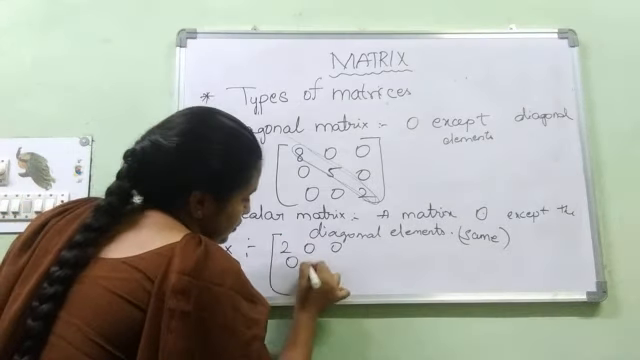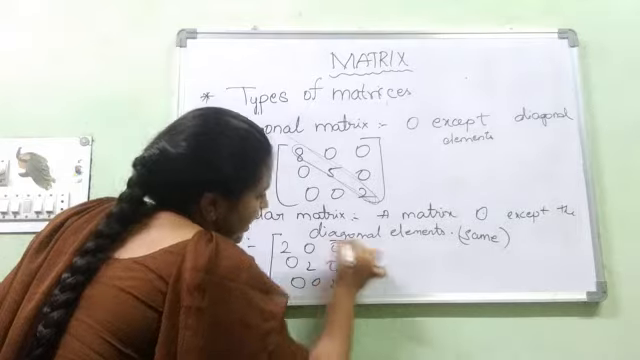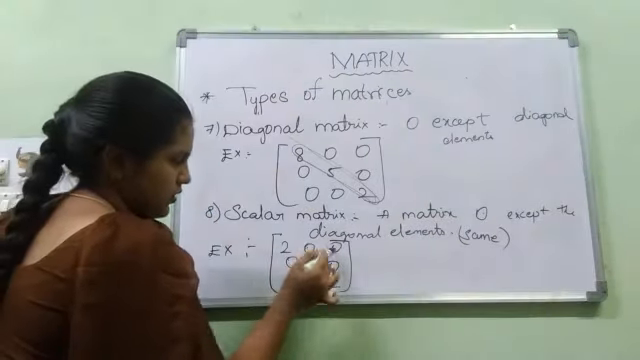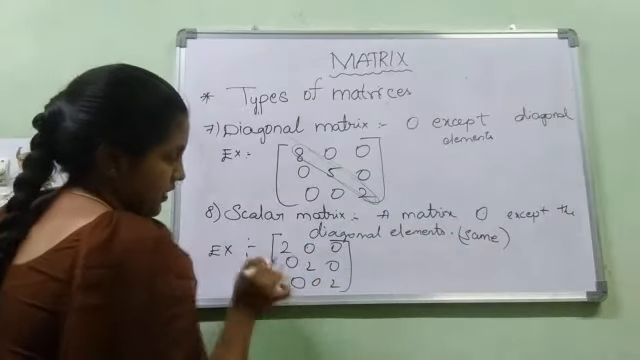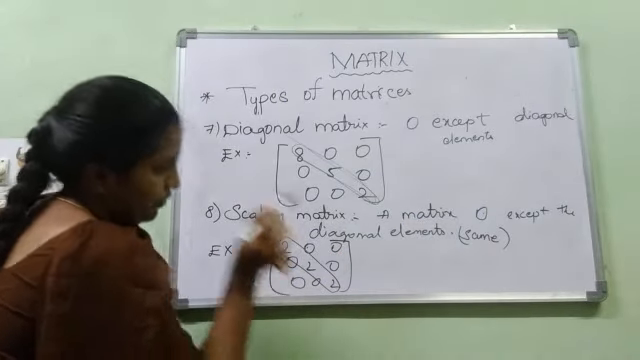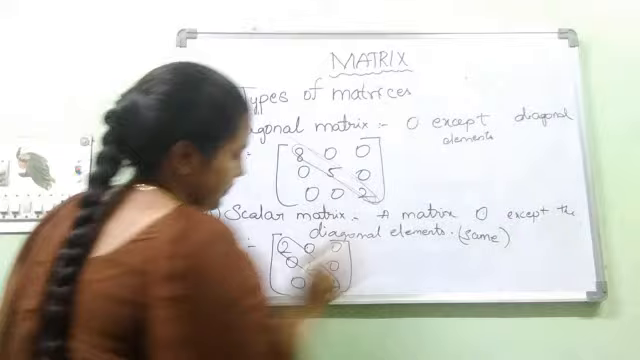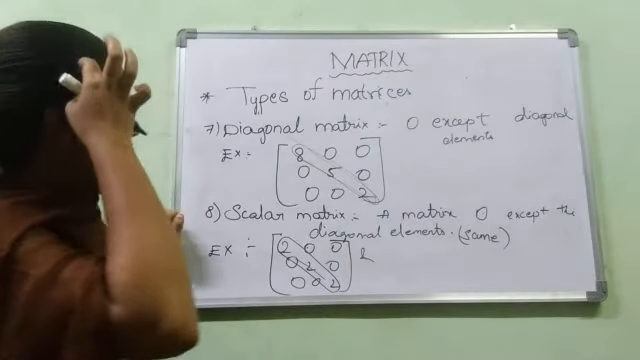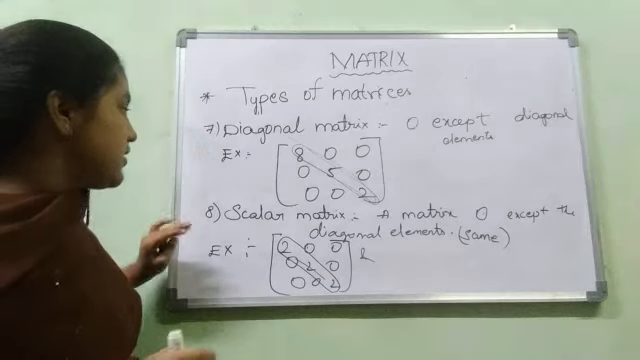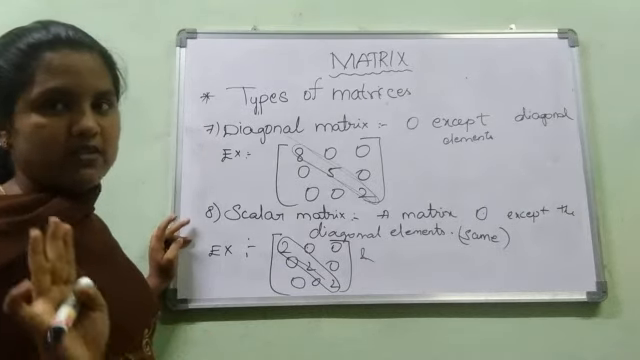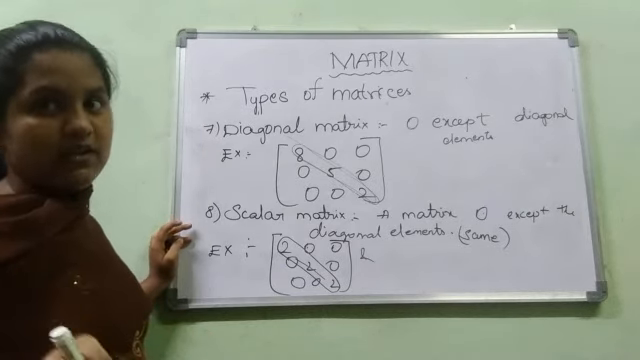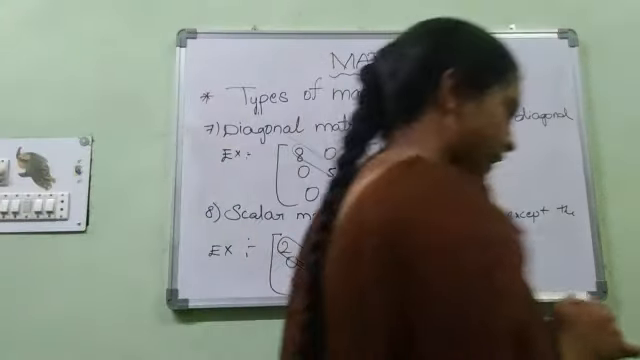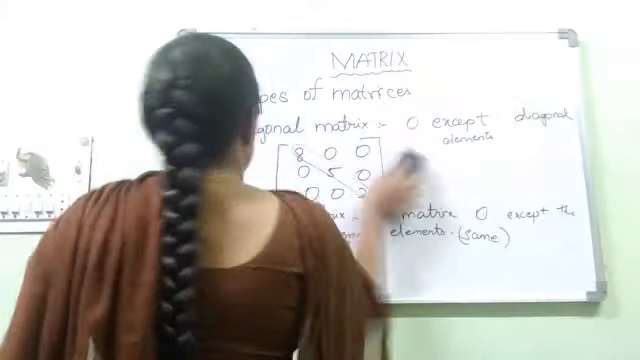2 0 0, 0 2 0, 0 0 2, anything. Here you observe that the matrix contains zeros. These are all zeros except the diagonal elements. These are the diagonal elements, and one of the properties, the diagonal elements should be same. 2, all are 2. Okay. One thing I forgot to say is that the diagonal matrix and scalar matrix have the same order. I mean square matrix, R equal to C, square matrix. Okay. So next we can go through identity matrix.